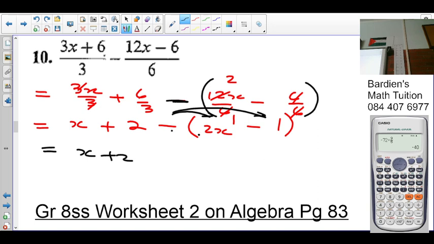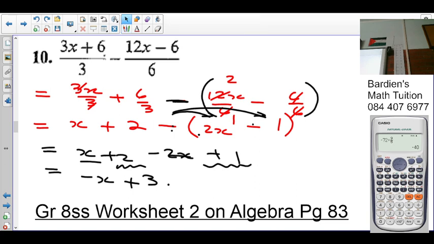What's positive times negative? Negative 2x. Negative times negative is plus 1. So these are your like terms. So what is x minus 2x? It's going to be negative x. 2 plus 1 is 3. So it's minus x plus 3. People, you guys understand? Any confusion there? No? So please make a note there.